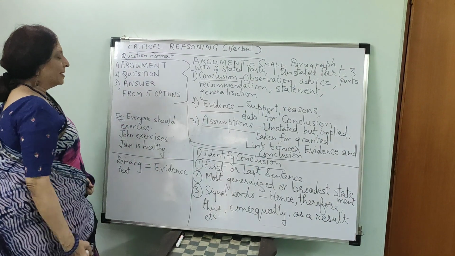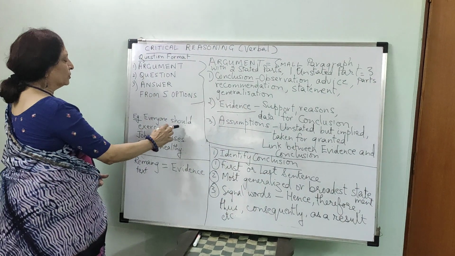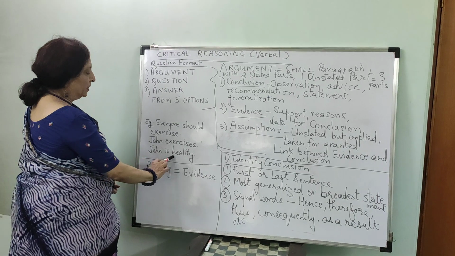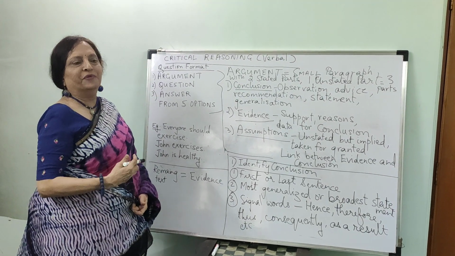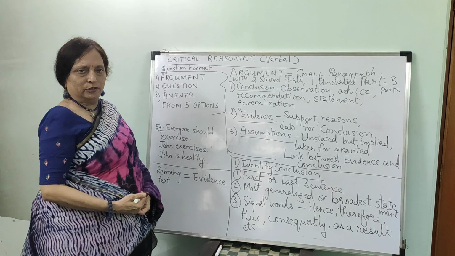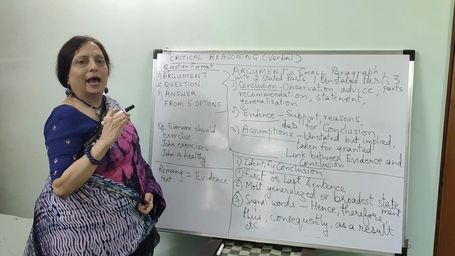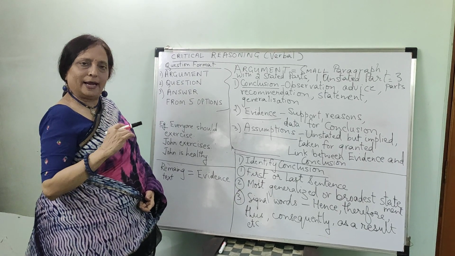So now let's take the example of a small argument. Everyone should exercise. John exercises. John is healthy. Now, first thing we have to do even before we start doing the task assigned to us is to identify the conclusion. That means to analyze the argument into its 2 stated parts, conclusion and evidence.